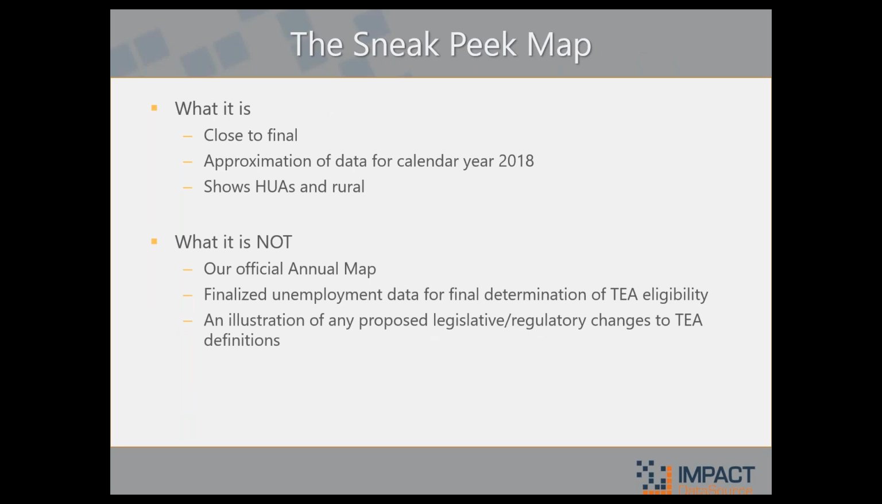So what is this map? Again, it's an approximation of how things are going to look. The key is what this map does not represent. It's not our official annual map that we'll put out in a few months when the data is finalized. And most importantly, we're not trying to predict what might happen with any legislative or regulatory changes to TEA definitions. We still don't know exactly when or what is going to happen with the TEA definitions.